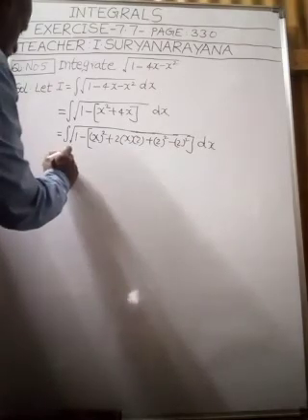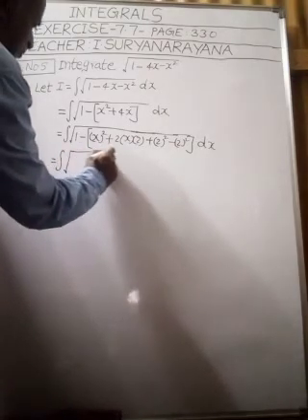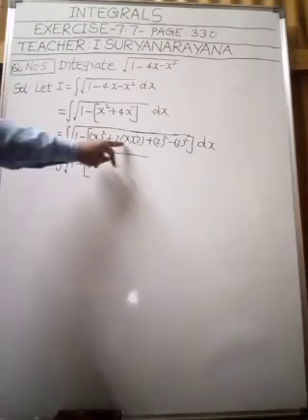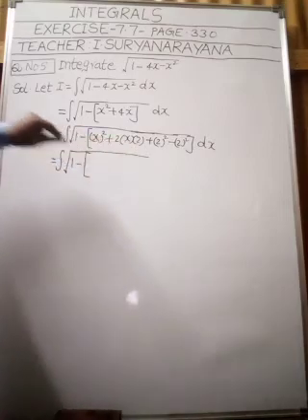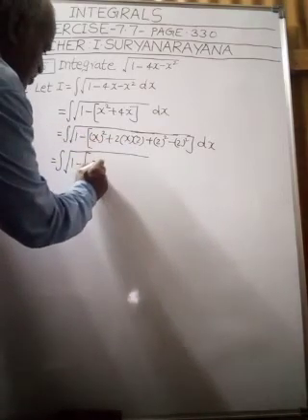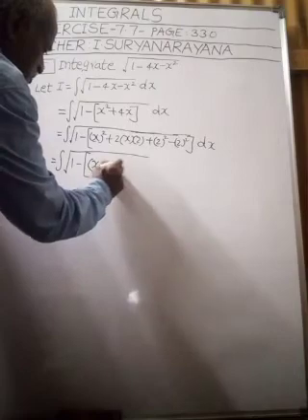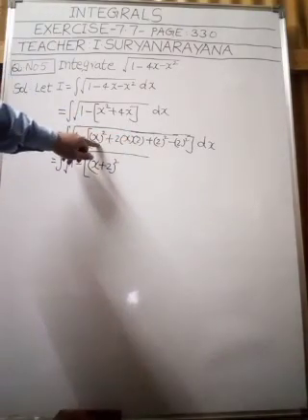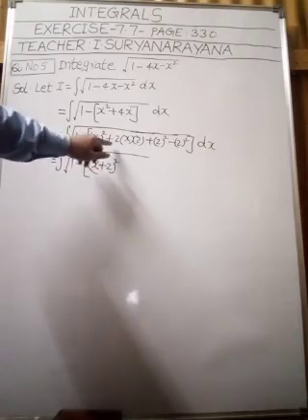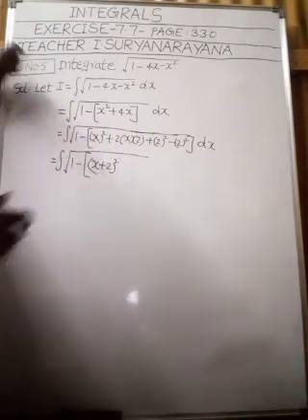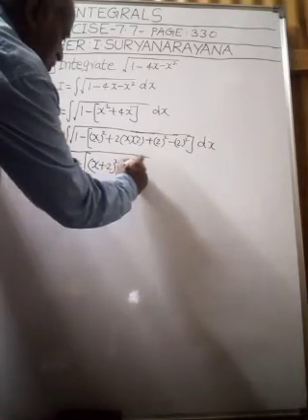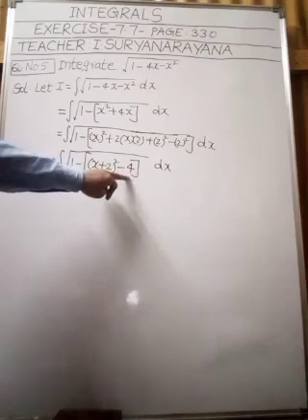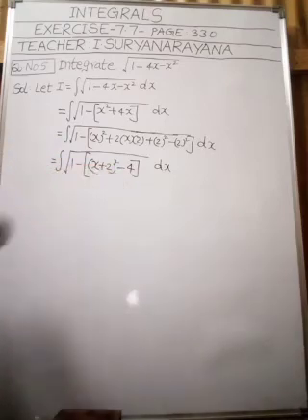Right. That is equal to the integral of the square root of 1 minus, for these three terms, how can you write? The square of a binomial, x plus 2 whole square. Can we write it or not? x plus 2 whole square, a plus b whole square, a square plus 2ab plus b square. Minus 4, because minus 2 square means 4. Understood this step?